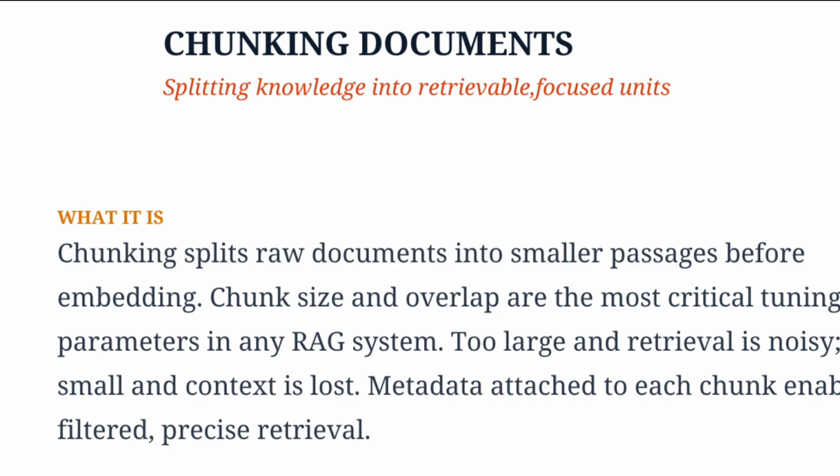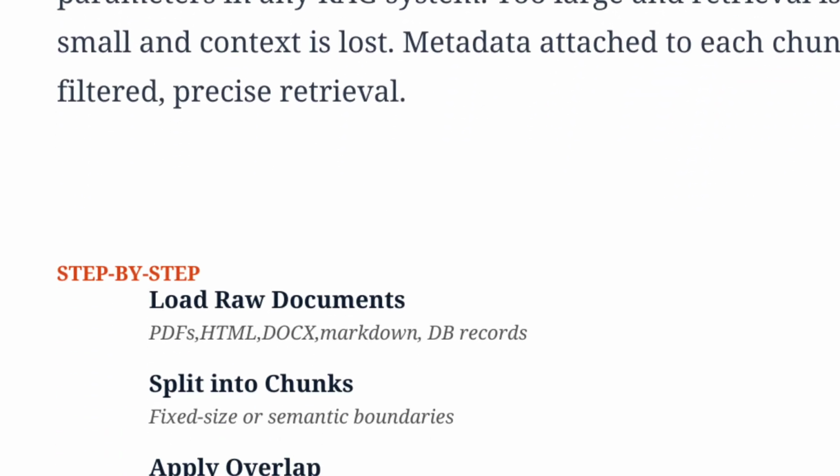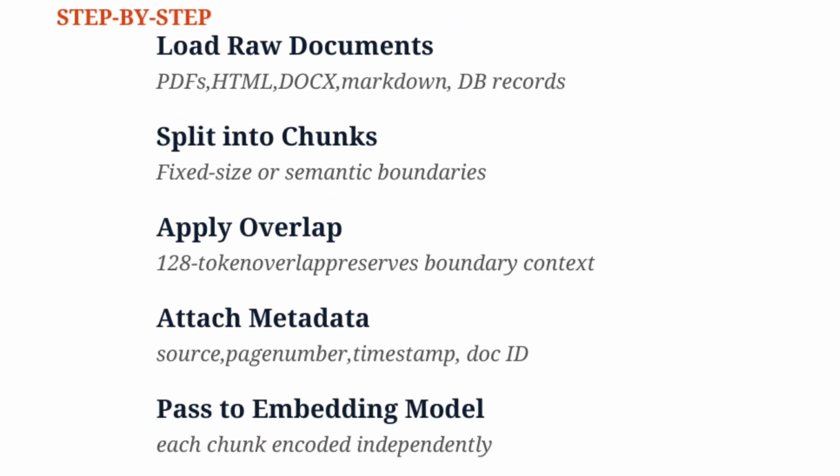Accuracy drops again. The standard starting point that actually works is 512 tokens per chunk with 128 tokens of overlap between chunks. This overlap is important. It means the end of one chunk and the start of the next share some context, so nothing gets cut off mid idea. But honestly, the better approach is semantic chunking.